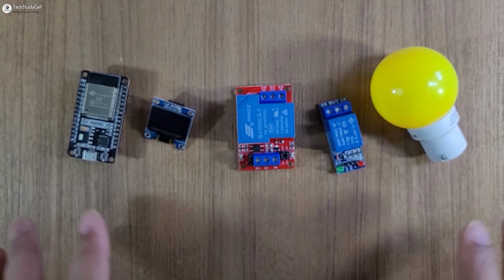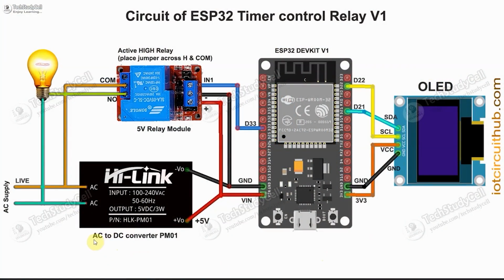Now we will connect all these components as per this circuit diagram. In the circuit, I have used this AC to DC converter just to give 5V DC to the ESP32. If you give direct 5V to the ESP32, then you can skip this AC to DC converter. This OLED is also optional. It will just display the current time.